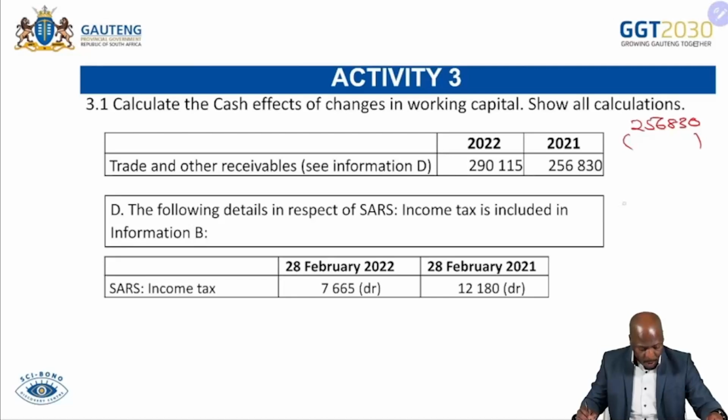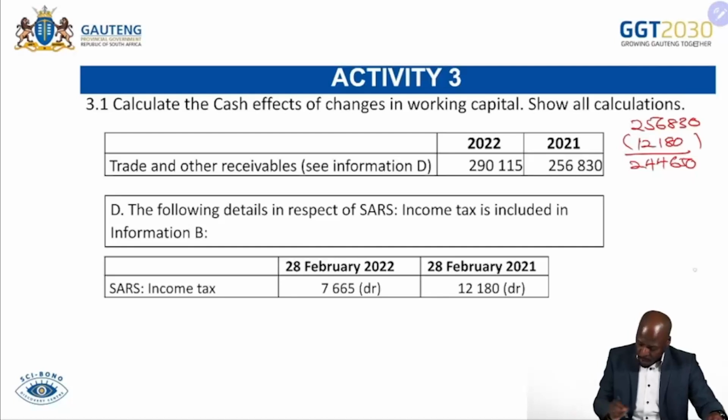And how much is that going to be? It is an amount of 12,180. If I subtract that, I'm now going to get an amount which is 244,650. You're going to see down here, I have the same calculations again. I'm going to bring the 2022 on this side, whereby it is your 290,115.